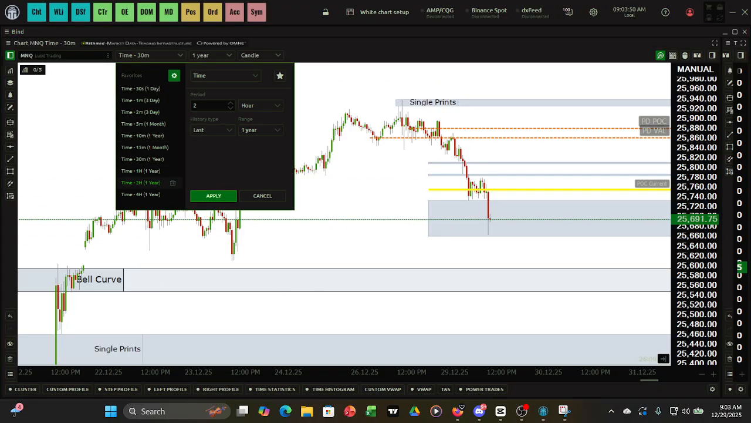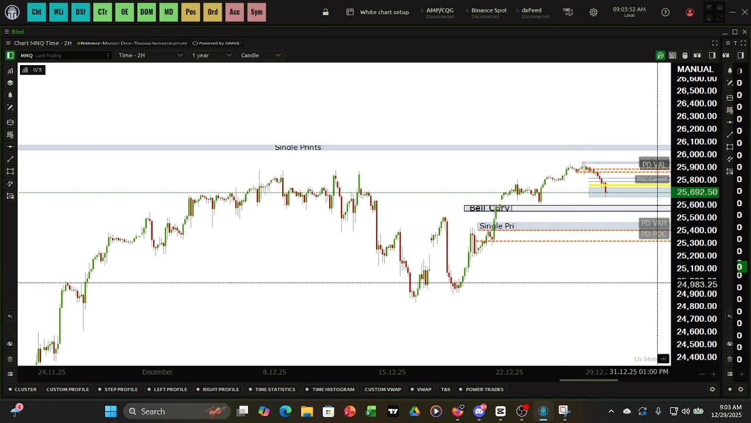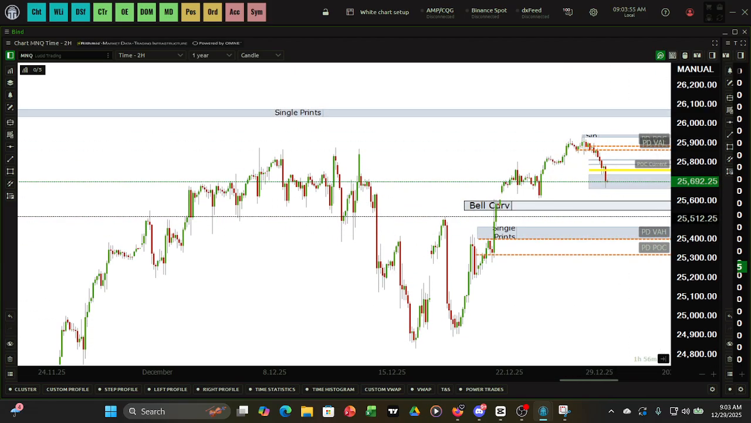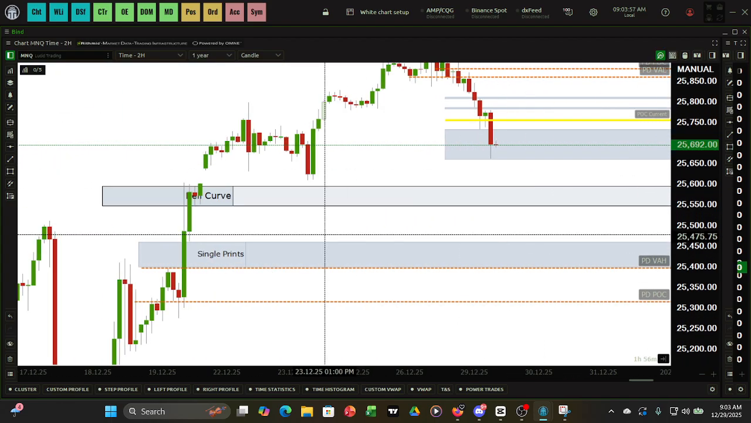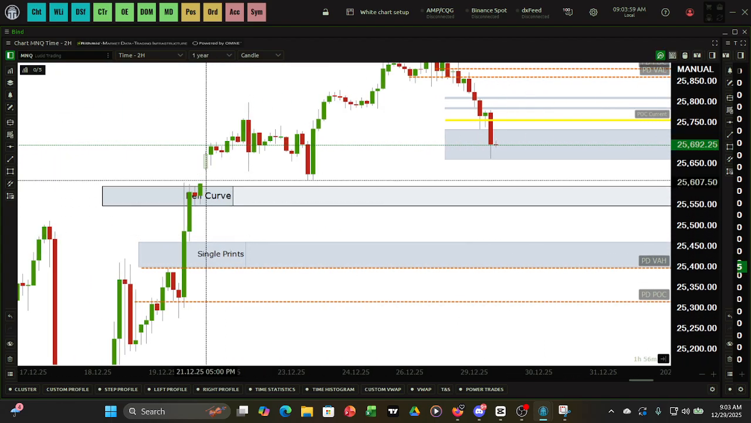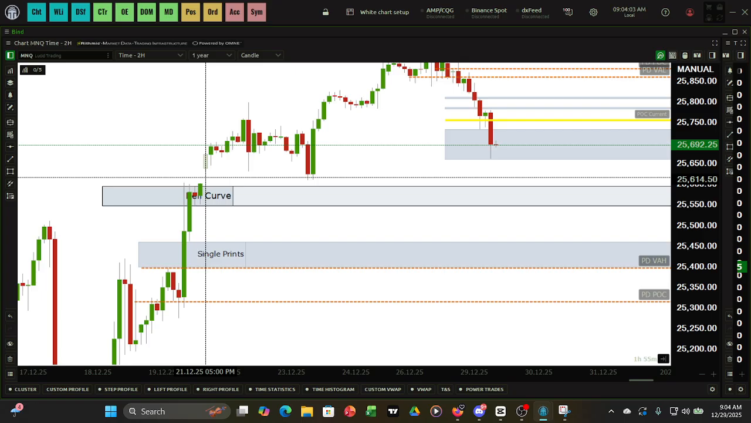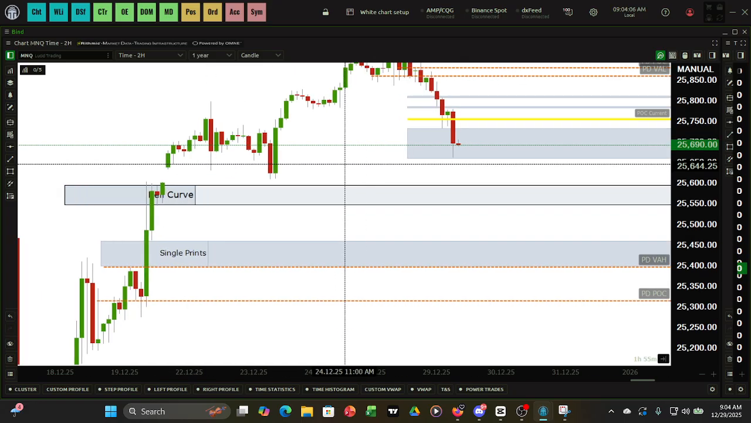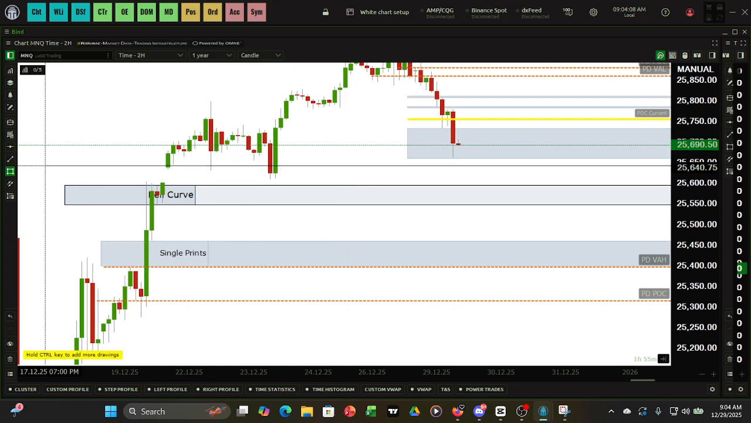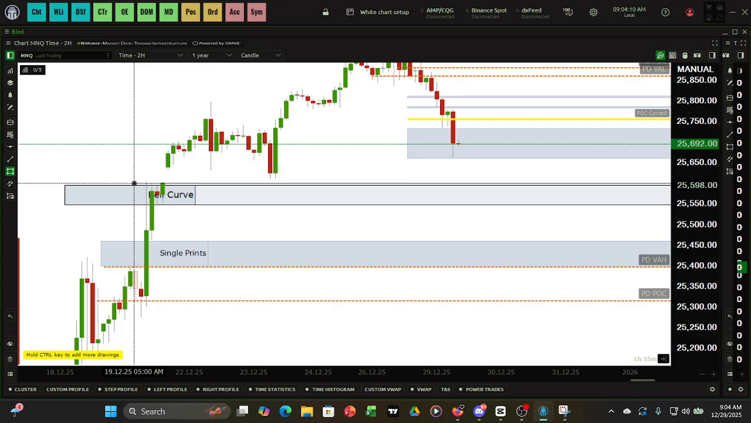So come down to the 2 hour, see where we're at. We still got this little teeny tiny gap to fill here. This was an Asia gap, I believe, but it's still a little gap here to fill. So I want to be mindful of that.